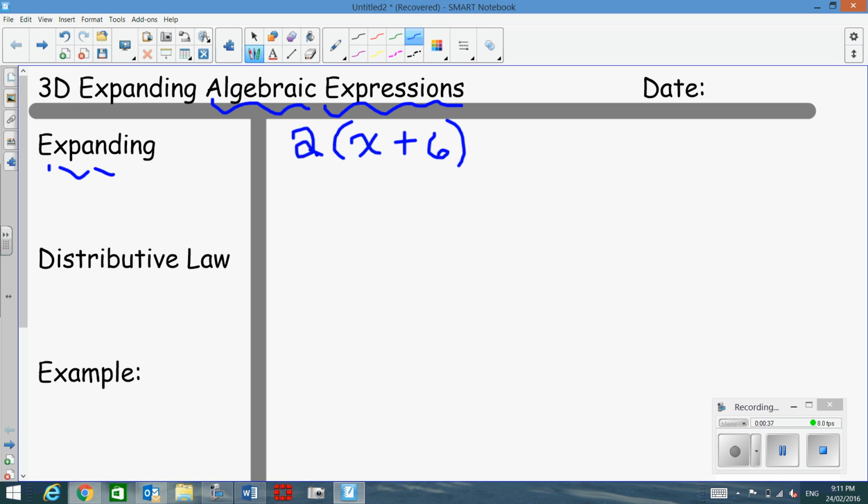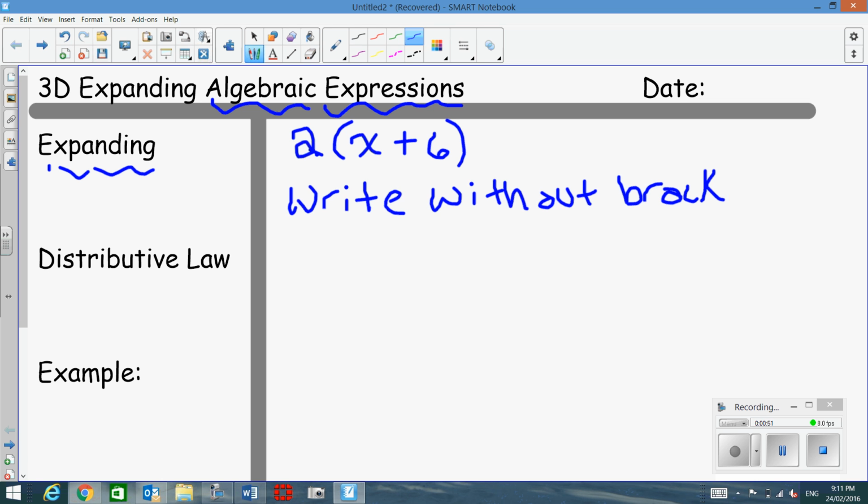So our goal when we expand is to write our expression without brackets. And when we write without brackets, that means we have to multiply to get rid of the brackets. So for example, we might use the 2 to multiply by the x because we want to distribute the 2 to the x, and we're going to take that same 2 and multiply it by the 6, positive 6, in order to multiply over addition and get rid of our brackets. So let's try that.